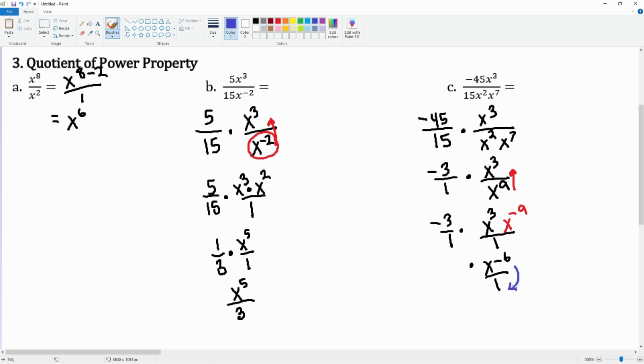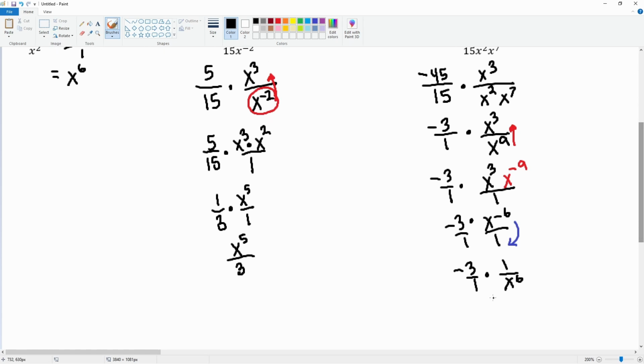So we have to bring it down. Okay? We have to bring it down. So here it comes down, so it should look like negative 3 over 1 times 1 over x to the positive 6. So you could simplify this. Negative 3 times 1 is negative 3. On the bottom is just x to the 6th power. Right? There you go.